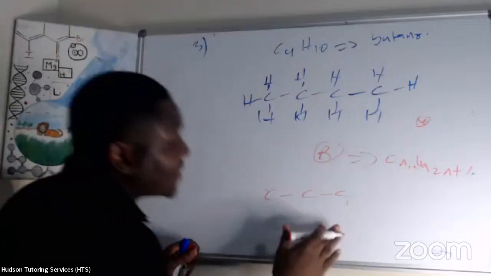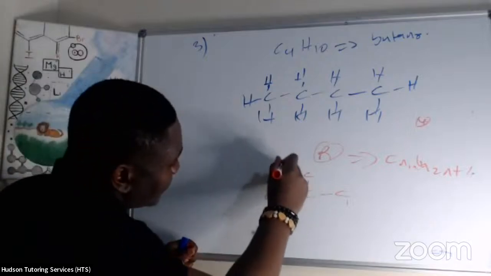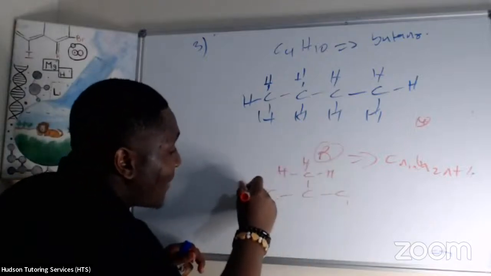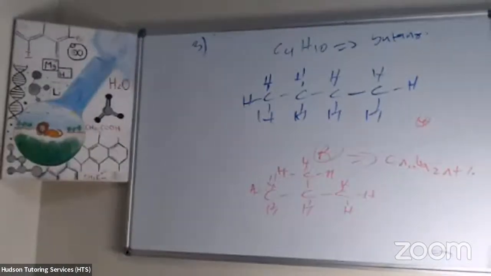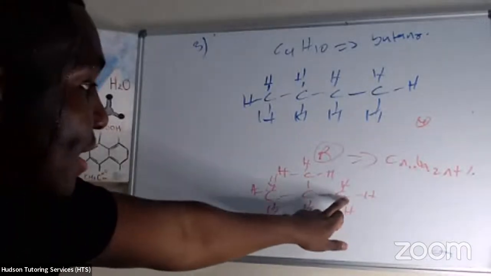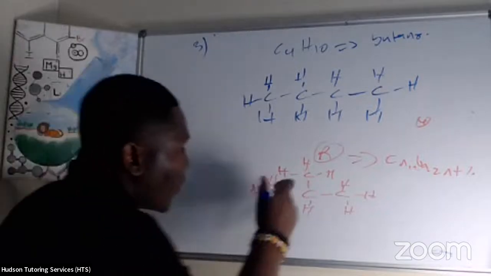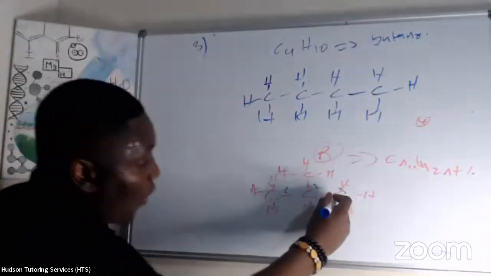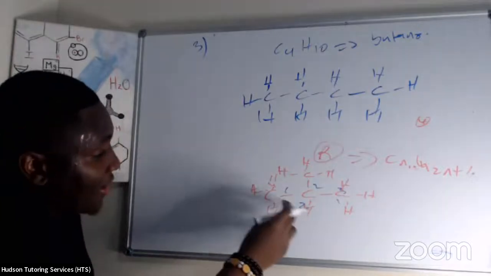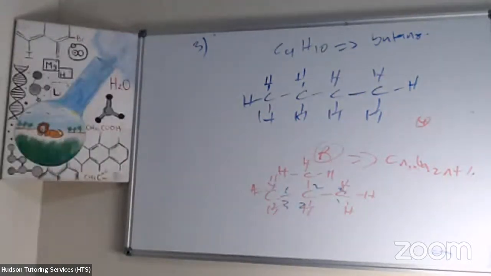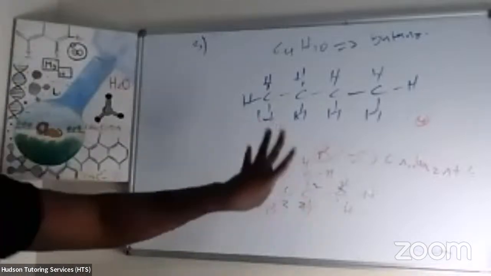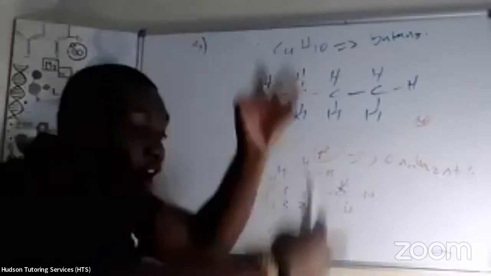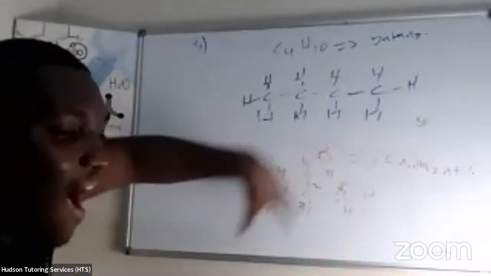But if I move this carbon and put it right here, you realize that my longest chain would contain 3 carbon atoms, 1, 2, 3. If I number it from left to right, 1, 2, 3. If I number it from right to left, 1, 2, 3. So the longest chain would contain what? 3 carbon atoms. So this basically defines structural isomer. Yes, they have the same 4 carbon atoms. However, the arrangement of the carbons differs.